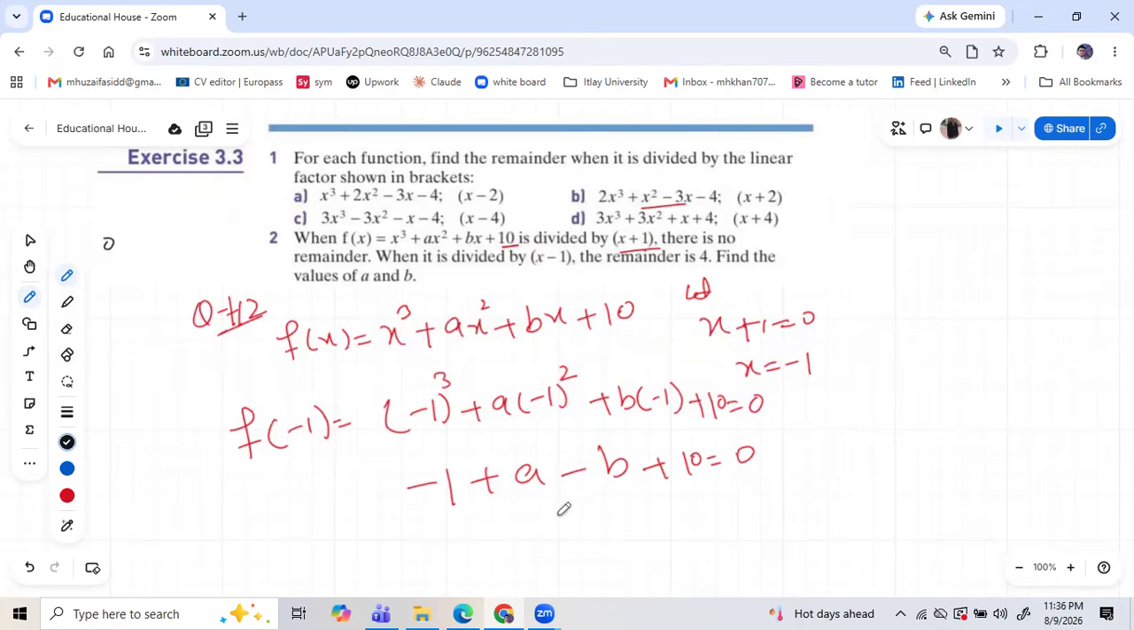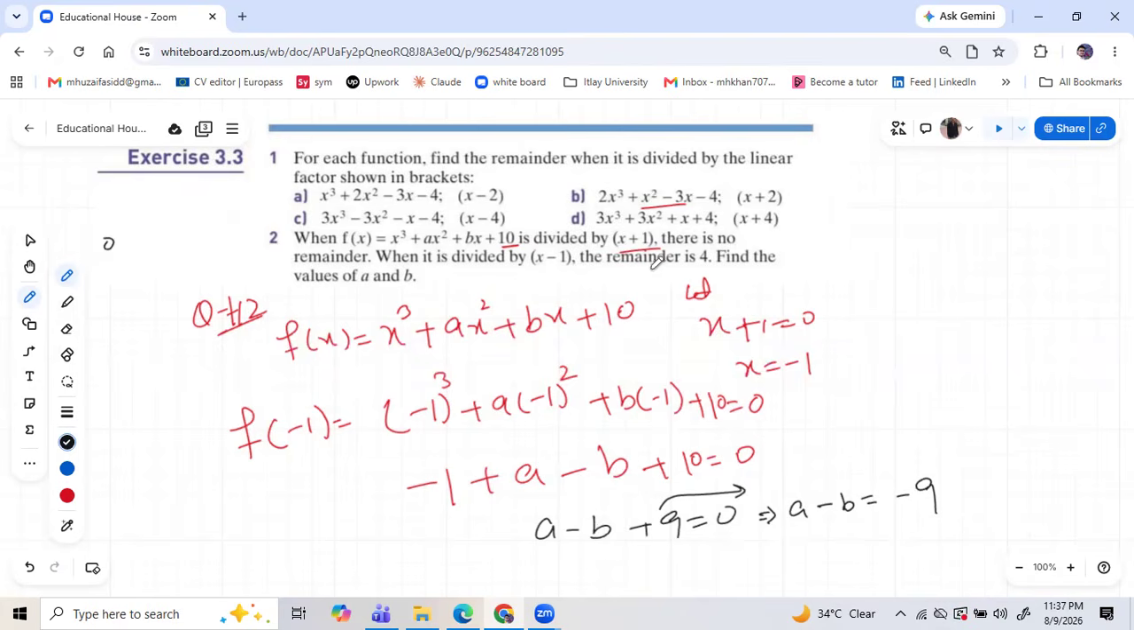So our a minus b plus 10, minus 1, is plus 9. This plus 9 is moving to the other side, so it gives us a minus b is equal to minus 9.